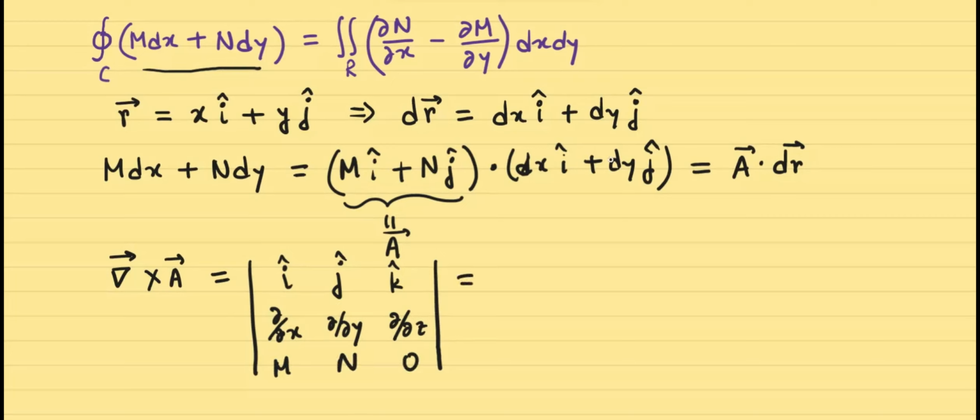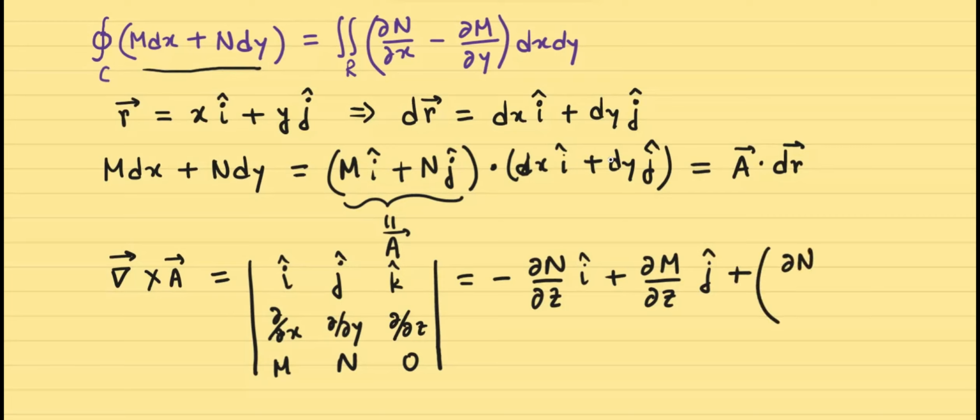And this leads us to a vector which looks something like this: the partial derivative of N with respect to z times i hat plus the partial derivative of M with respect to z times j hat. And then of course inside a parenthesis we have the partial derivative of N with respect to x minus the partial derivative of M with respect to y times k hat. I highly encourage you to verify this by your own calculation.